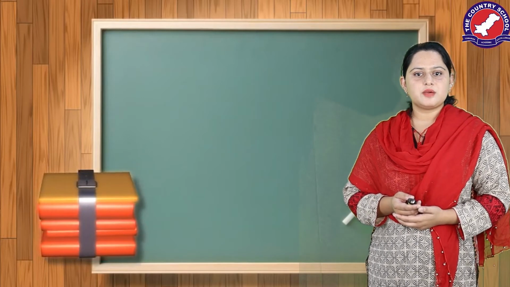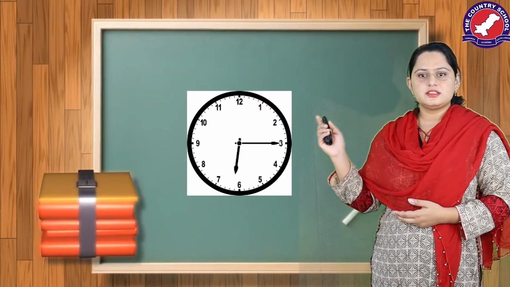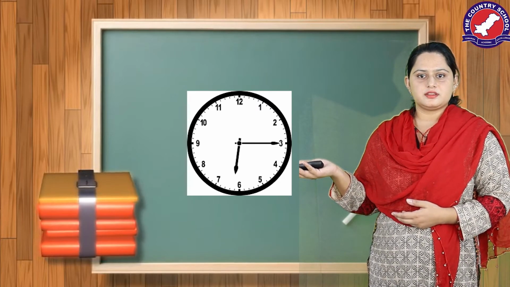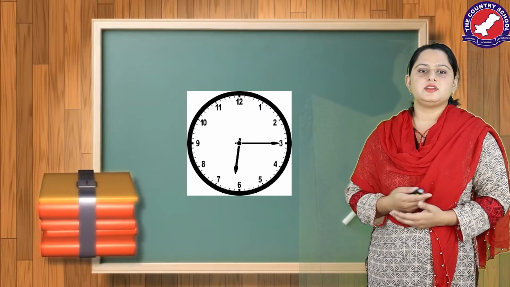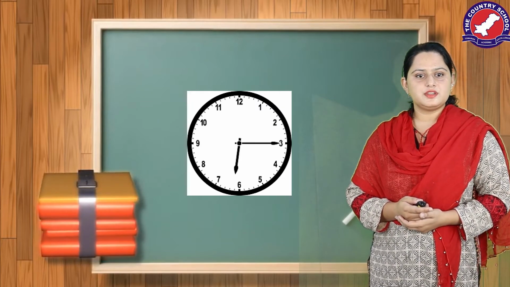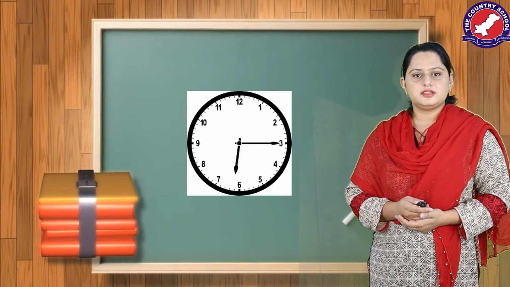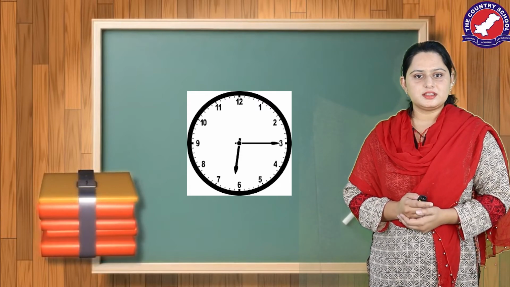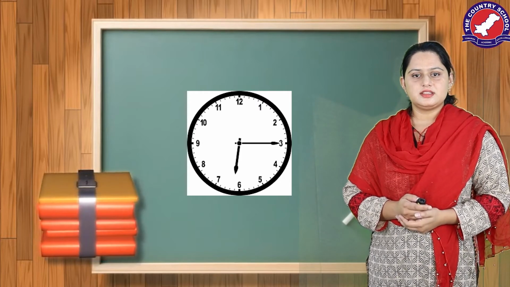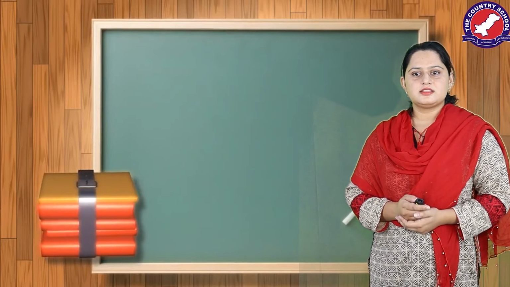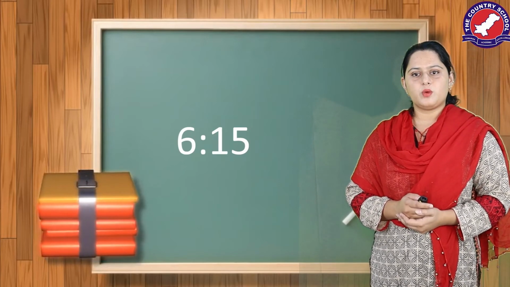So another example, see the short hand, it is at 6. And where is the minute hand pointing? It is pointing to 3. Now recall, how many minutes did we write beside 3? Yes, 15. According to this case, the time is 6:15 and you will write it as 6:15.